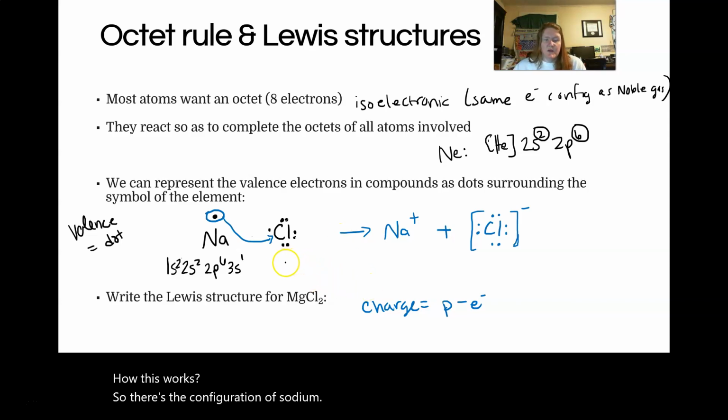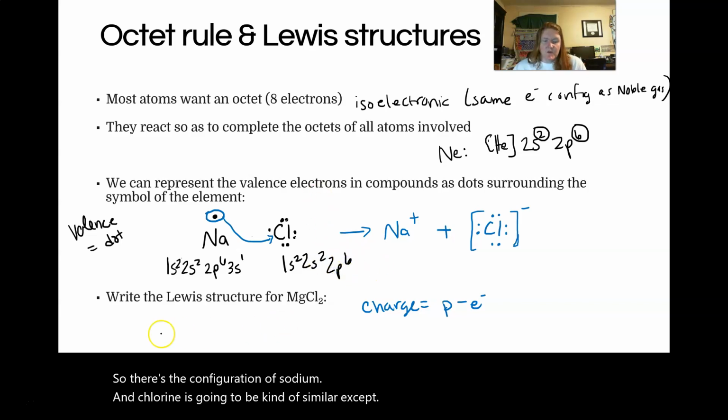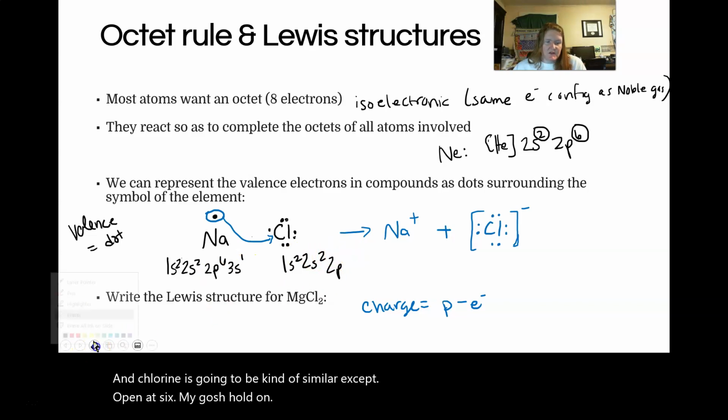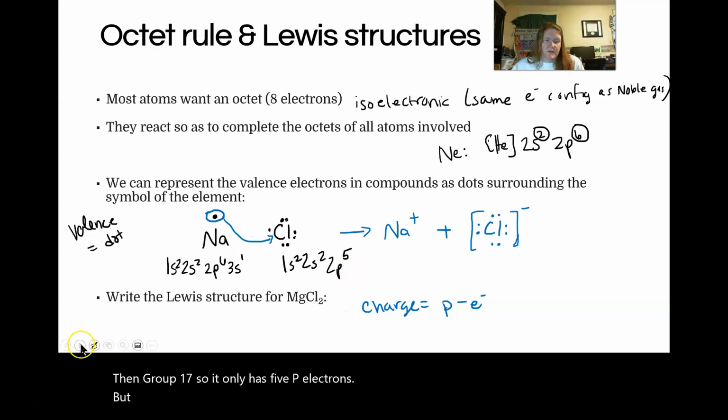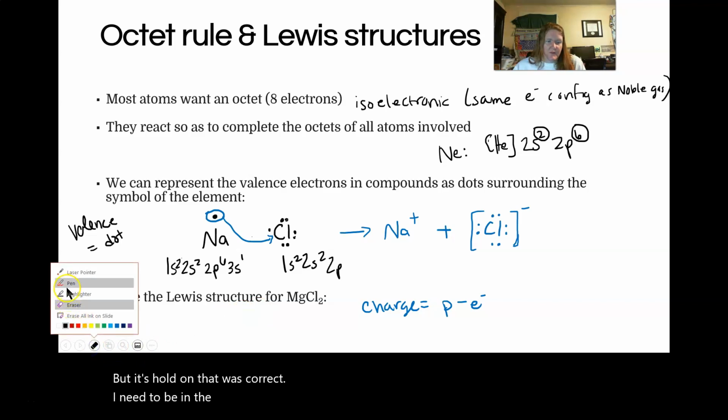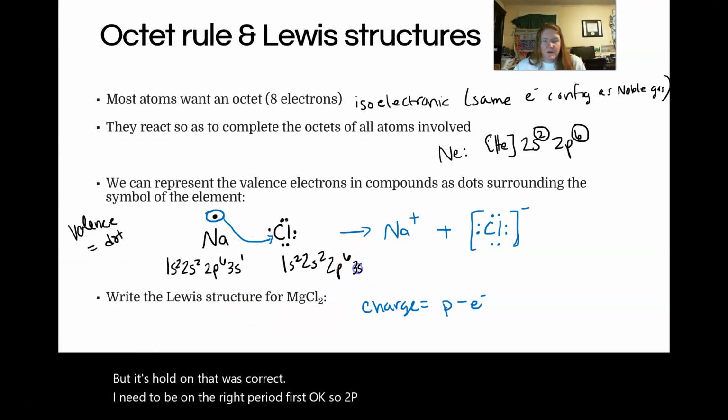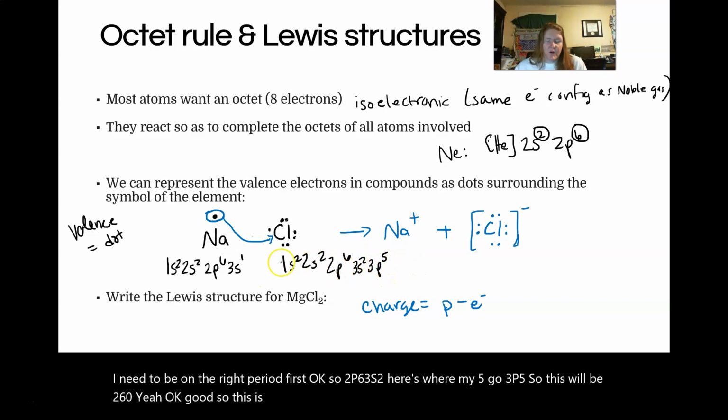And chlorine is going to be kind of similar, except, oh, not 6. Oh my gosh. Oh, hold on. It's in group 17, so it only has 5p electrons. Oh, but hold on, that was correct. I need to be in the right period first. Okay. So 2p6, 3s2. Here's where my 5 go, 3p5. So this will be 2, 6, 8. Yep, okay, good. So this is our starting configurations for both chlorine and sodium.